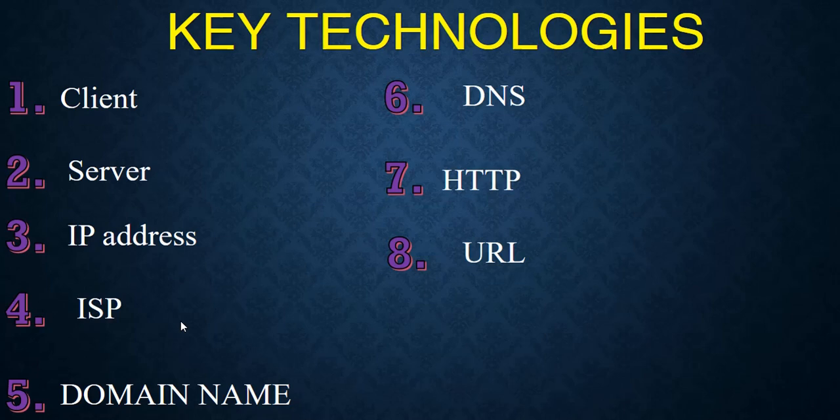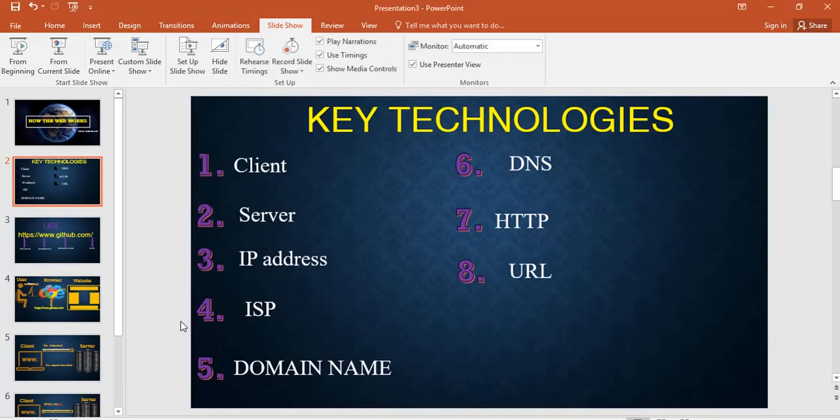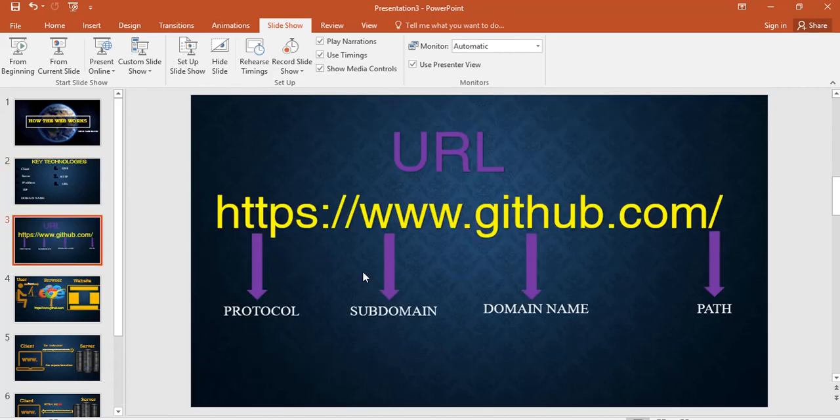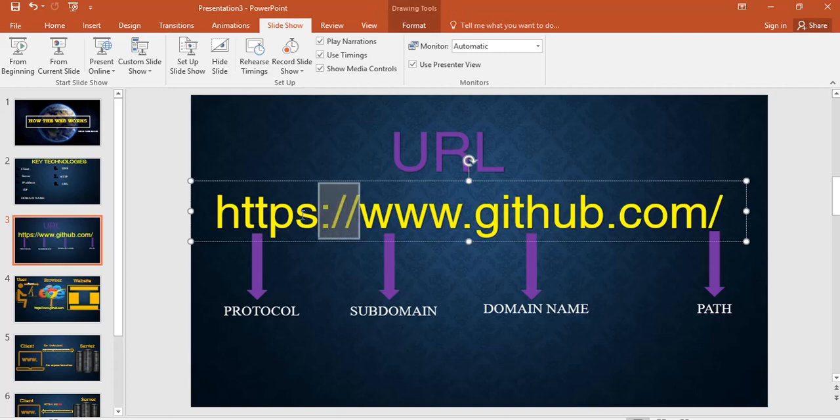Now let's take a look at the domain name. What is a domain name? A domain name is used to identify one or more IP addresses. Users use the domain name. For example, we have a domain name like www.github.com. You guys should forget about this.